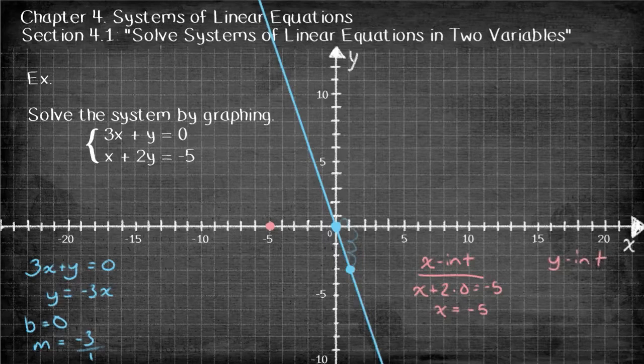And the y-intercept means I plug 0 in for x, or that y is equal to negative 5 halves. So negative 5 halves is 2.5. That would put that second point right there. Then I want to draw my line.